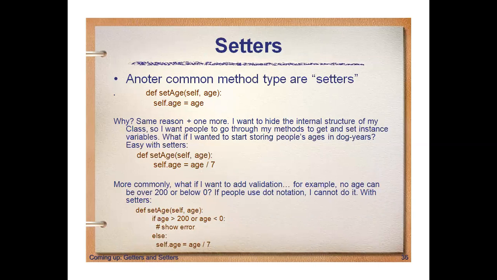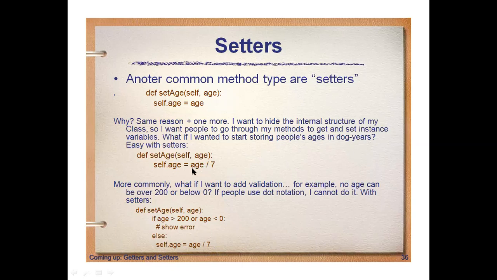Setter, again, if you talk about some parameter such as age, the reason is the same plus one more. I want to hide the internal structure of my class. I want people to go through my methods to get and set instances. So I want people to make changes. What if I want to start storing people's ages in dog years? So this is absolutely wrong.